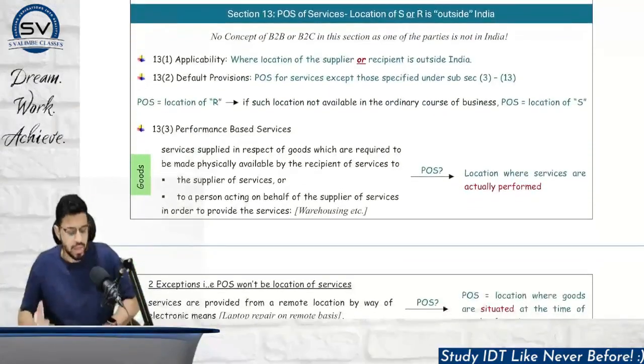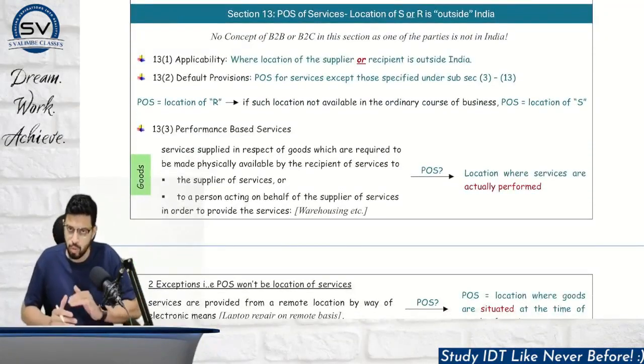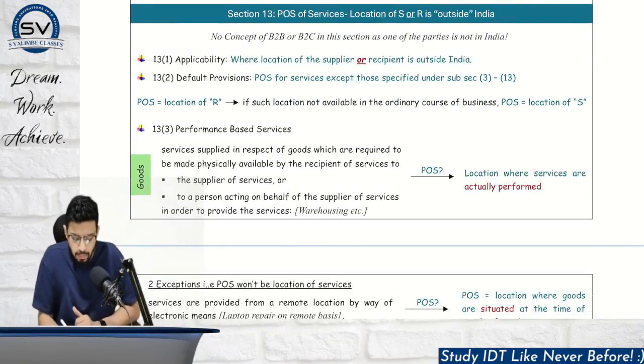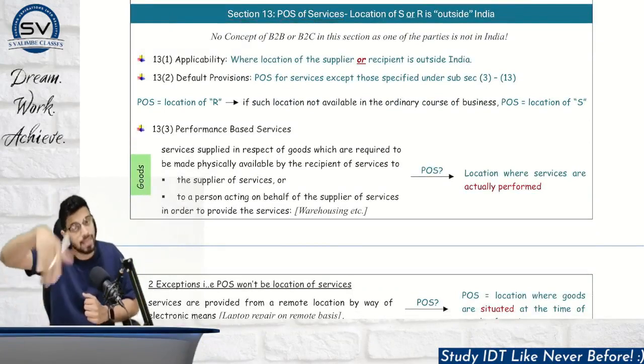Now section number 12 is done. We are proceeding with section number 13. Section number 13 talks about the place of supply of services when the location of the supplier or recipient is outside India.